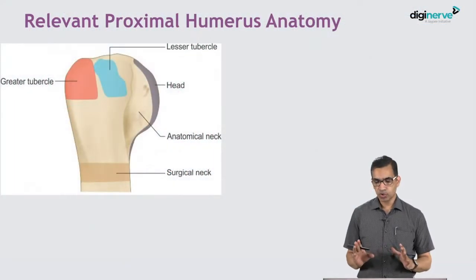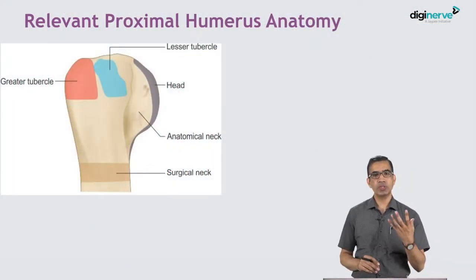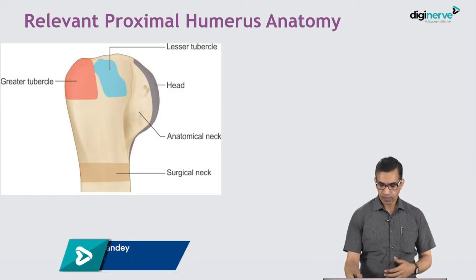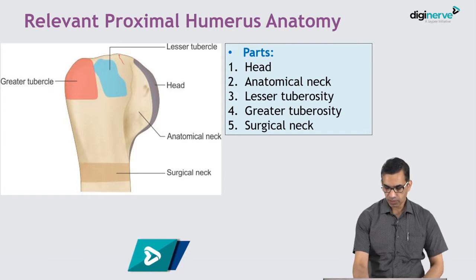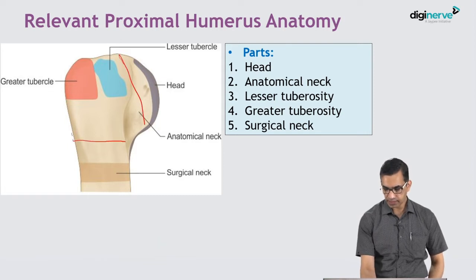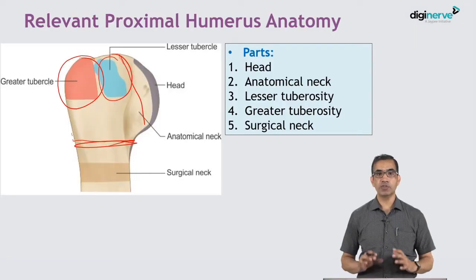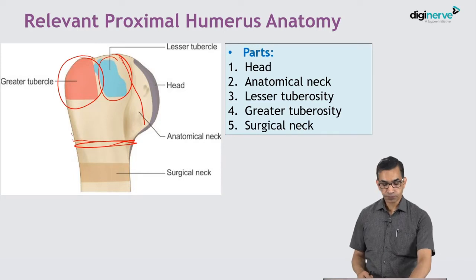The relevant proximal humerus anatomy: you all know that there is a head of humerus, then this is the anatomical neck, this is the surgical neck, this is the lesser tuberosity, and this is the greater tuberosity. These are several important parts of the proximal humerus.